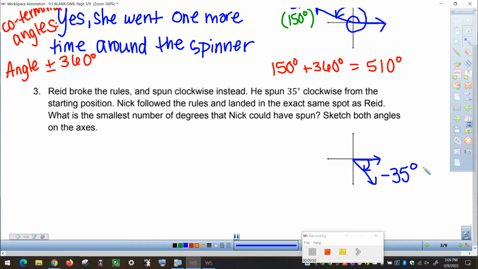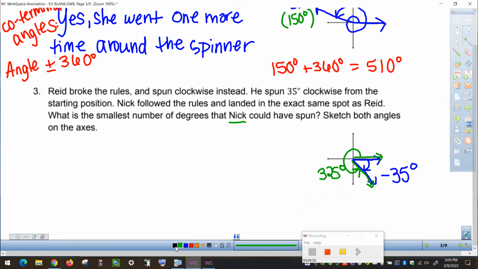Now, it says here that Nick followed the rules, and he landed in the exact same spot as Reed. So if I were to switch to another color here, maybe green, to show Nick's, he landed in the same spot, but he followed the rules, meaning he traveled in the correct direction, which was counterclockwise. What's the smallest number of degrees that Nick could have spun? So let's go ahead and label that here. And Jacob, how did you get 325?